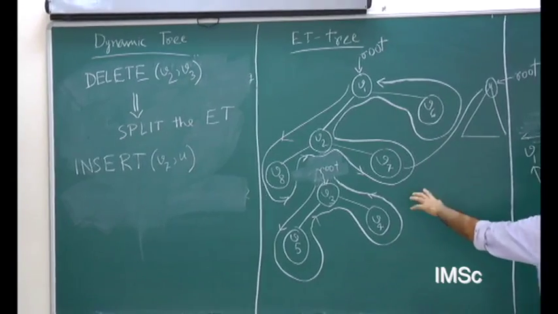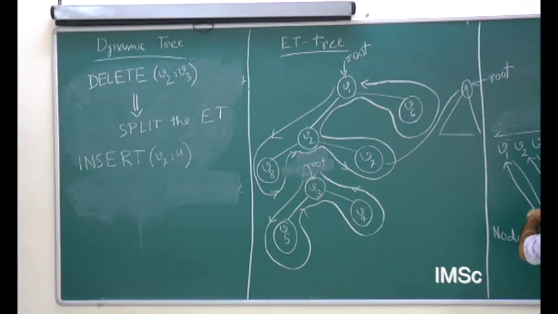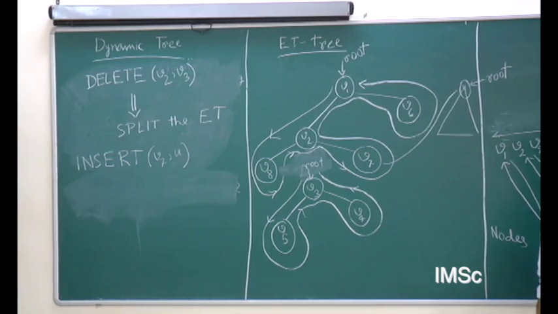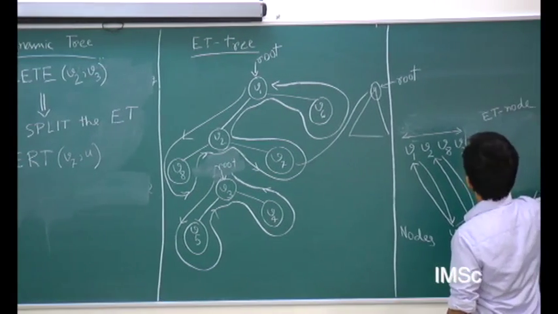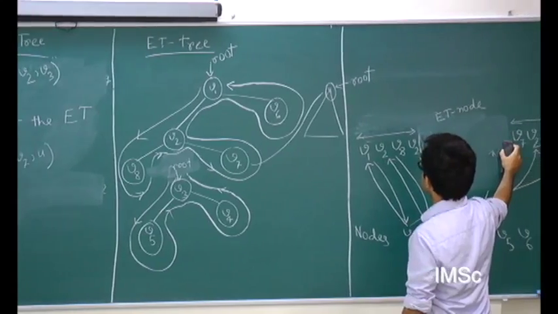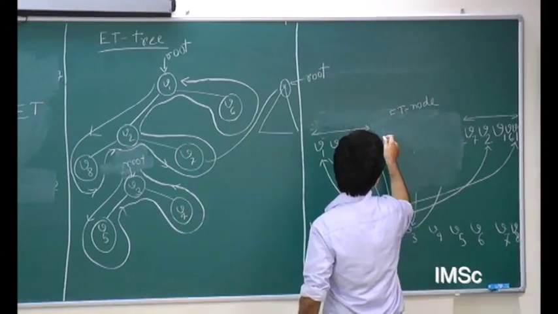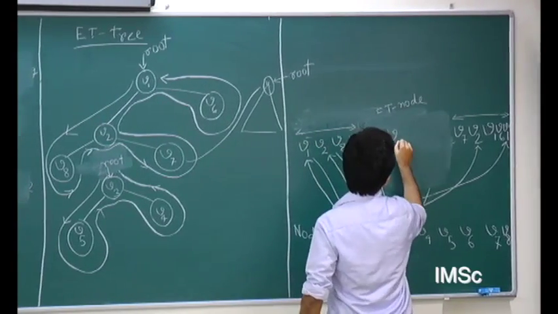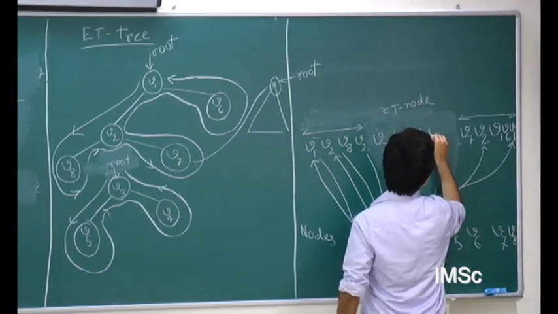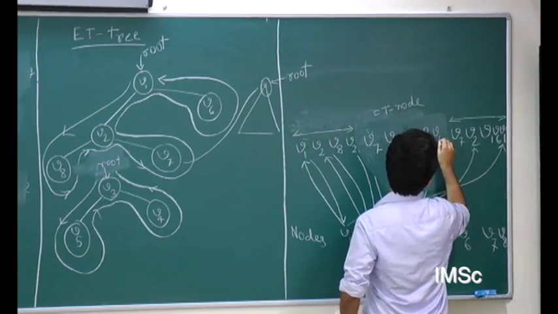So, let us first look at this new tree, okay? And I am just going to write down the Euler tour for the new tree. So, this thing got deleted, V2, V8, V3, okay. Then this part is now V7, another V2, V1, V6, V1, okay.